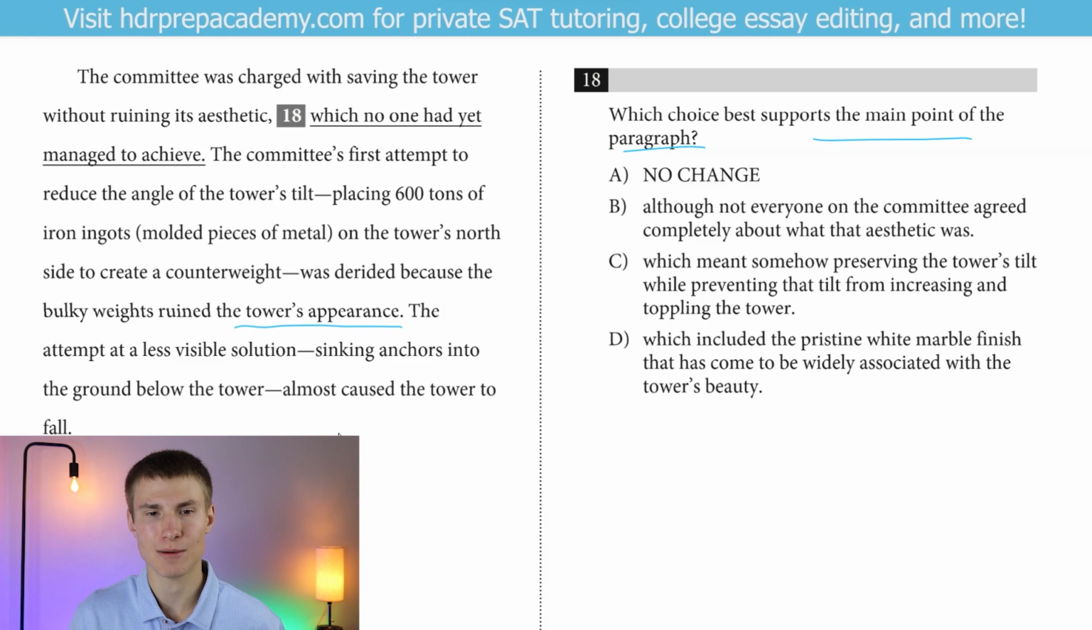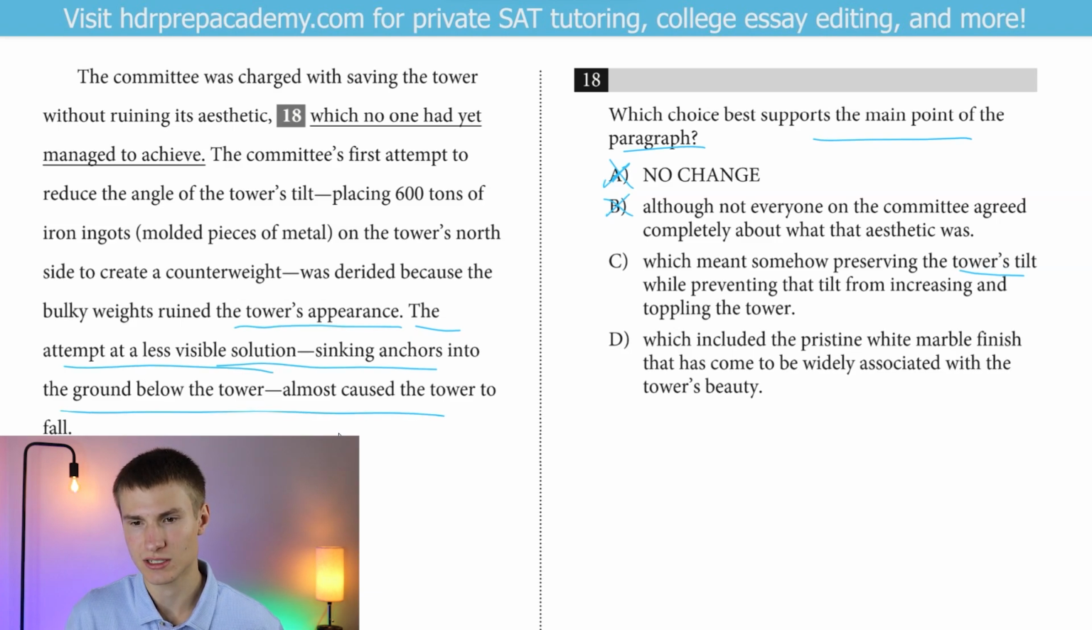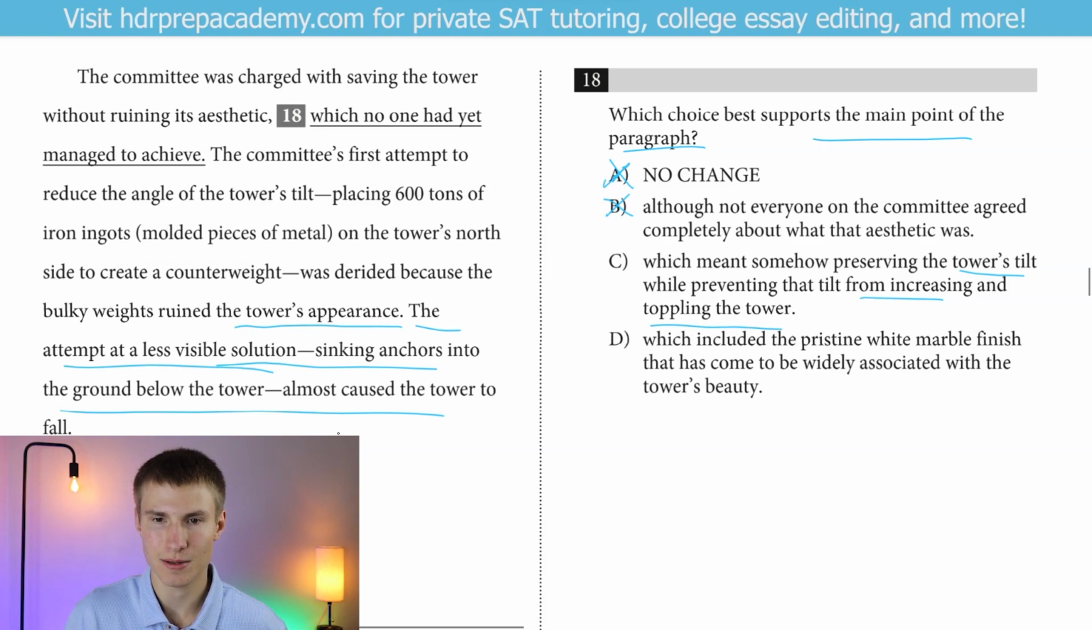We have option A, which no one had yet managed to achieve. That's not addressing both of the issues on why they couldn't achieve it. And then B, although not everyone on the committee agreed on what the aesthetic was, that's not the issue here. C, which meant somehow preserving the tower's tilt. Yes, we see that we had problems with that in this second attempt at a solution, right? Almost causing the tower to fall, while preventing that tilt from increasing and toppling the tower, right? That's ultimately the issue because we have to preserve the tower's tilt to make sure that we maintain that appearance, as discussed in this part I'm highlighting right now.